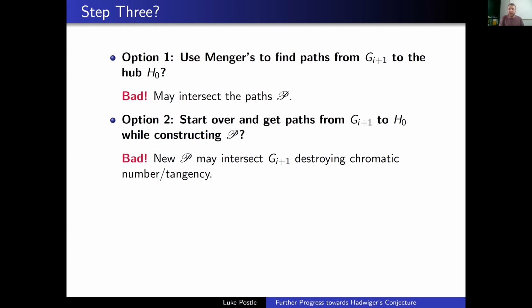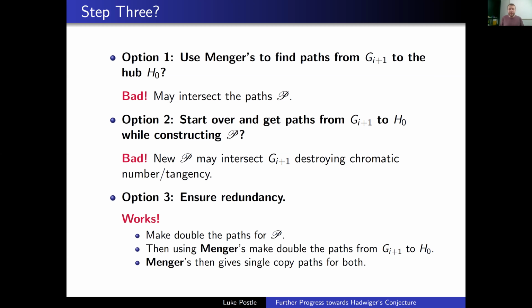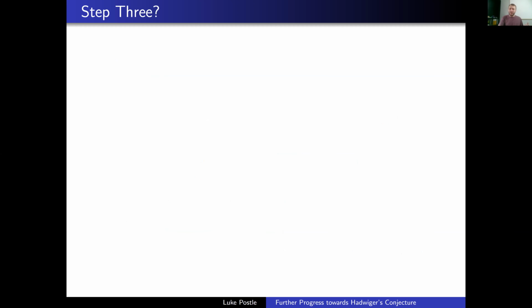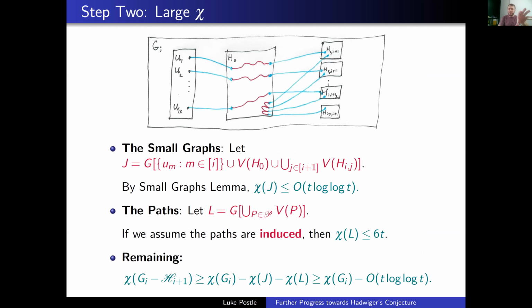And the solution is quite nice here. You ensure redundancy, option 3. So this actually works. It's crazy. You want to build these paths P, but you also want connections from G_{i+1} back to the hub. You just double everything. So instead of making those nice paths, as I drew in the last picture, these paths P, you actually make double of them. For each one of those paths you see, make 2.